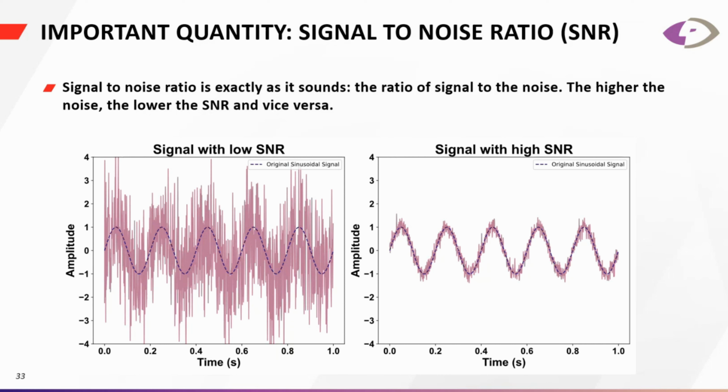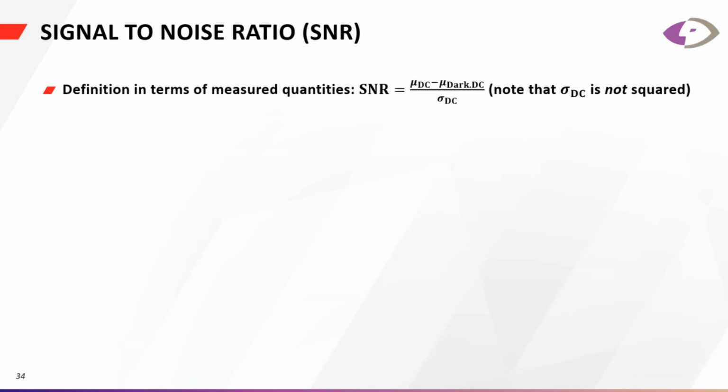So for the definition of these measured quantities, the SNR is the average of the digital counts minus the dark counts divided by the standard deviation of the digital counts. Note that that is not squared. So it is not the variance, it is the standard deviation. That's why you saw the sigma squareds before with the variance. So here, this is called the standard deviation. And we plot the SNR as a function of the photons per pixel average using this equation.